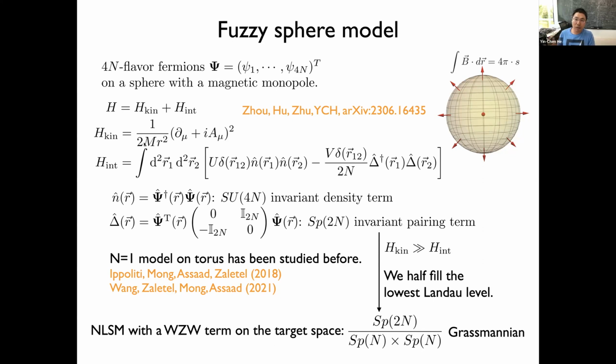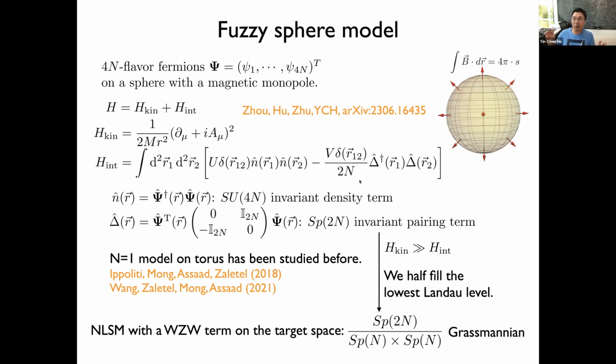So the Hamiltonian will contain two terms. One is just the conventional kinetic term that eventually gives me Landau levels on the sphere. And the other term is an interaction term, a density-density interaction, which you can think of as an analog of the Hubbard model on a lattice. This density-density interaction contains two terms. The first term is really a density-density interaction where the density is an SU(2N) invariant density. So this term is literally an on-site or contact Hubbard term.